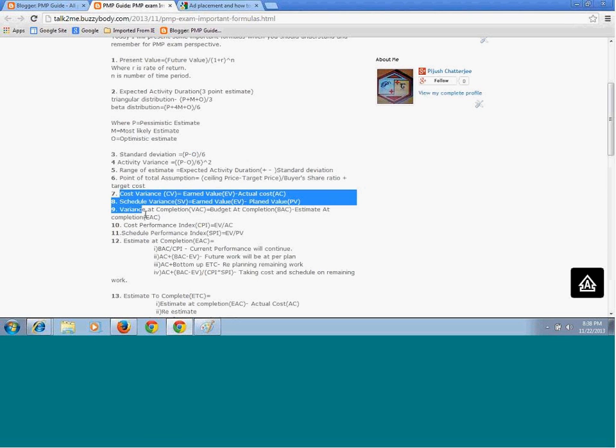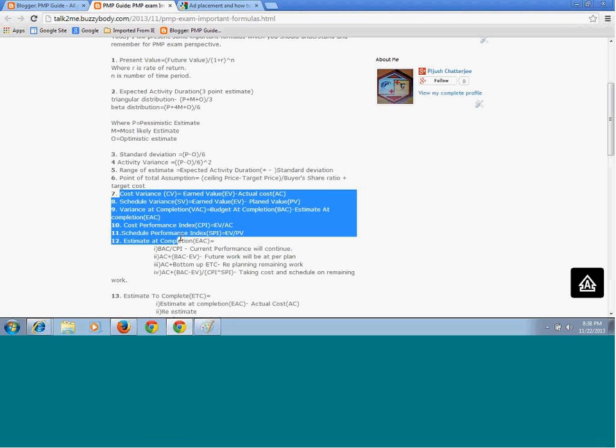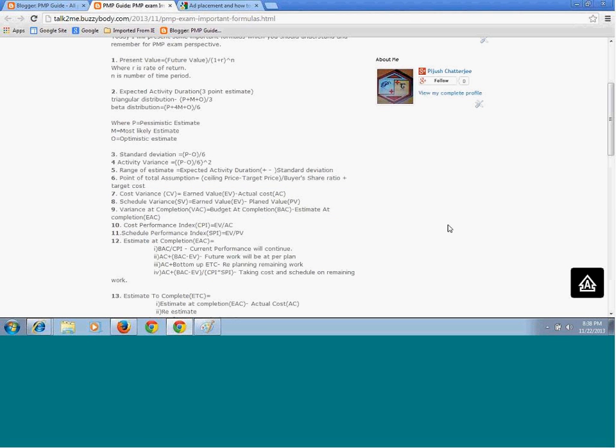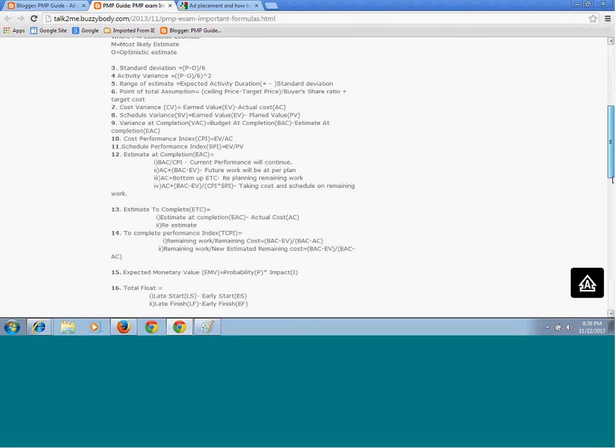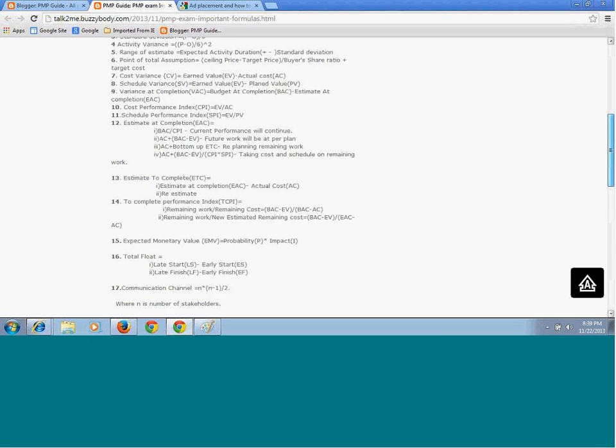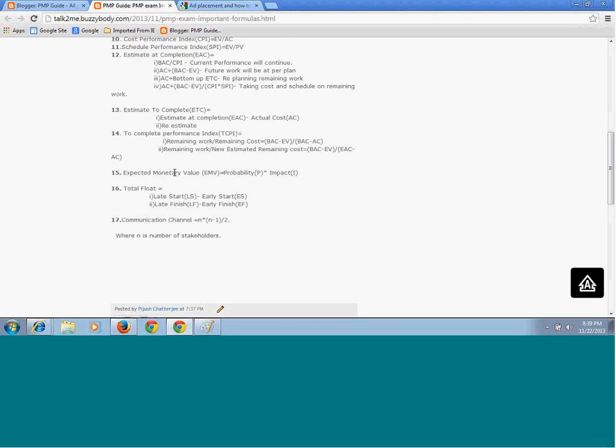Then I'll go over all the cost management formulas. These are pretty important formulas, and we need to understand them before trying to memorize them, or actually you may not even need to memorize all these formulas. You just need to understand what earned value and actual cost are. I'll come to it, but before that, let me go to point number 15 in risk management.